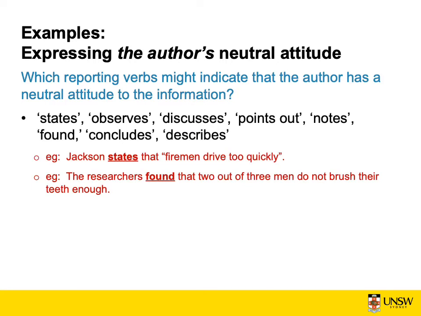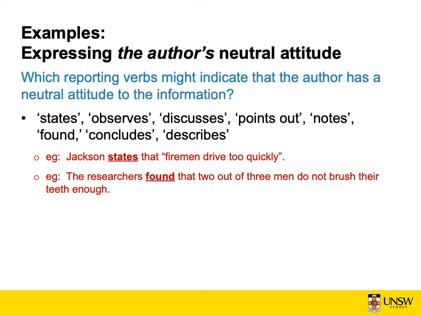Okay, so maybe you came up with some of these: states, observes, discusses, points out, notes, found, concludes, describes. We could say these are rather neutral in the sense that they don't have any kind of value judgment on them. When someone says they state something, we don't have any sense of whether they are positive or negative towards that point. Same with observes, discusses, etc.